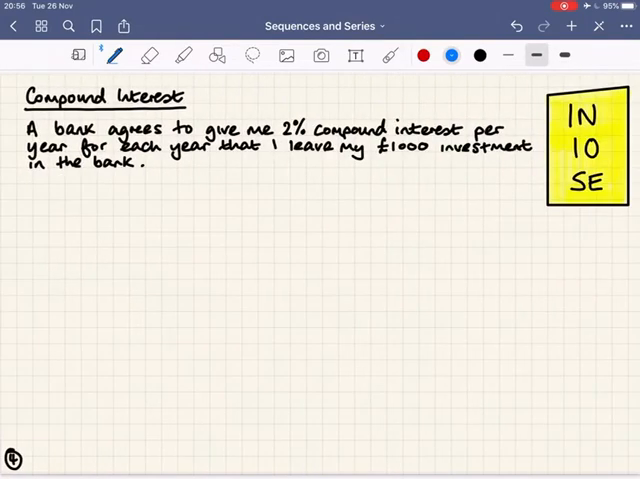But it may be that the bank agrees to give me compound interest. This is 2% compound interest per year for each year that I leave my £1,000 investment in the bank. And in this case, I'm getting a benefit from the money that I leave in the bank. I get interest on my interest. It's like a geometric sequence. So effectively, here I've got my un equals a r to the n minus 1. So if I use that geometric formula, I could say the amount I have in the bank at, well, let's go with U11 again here.